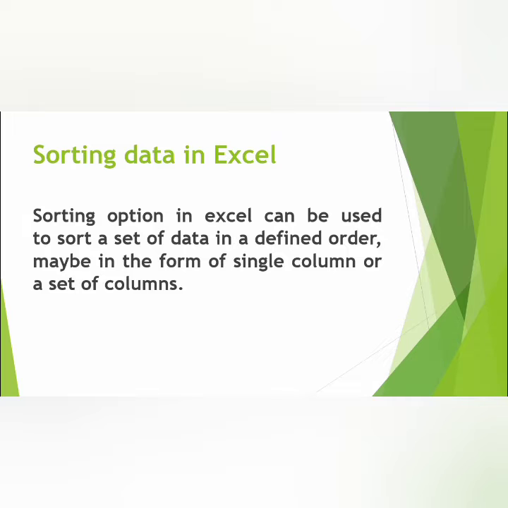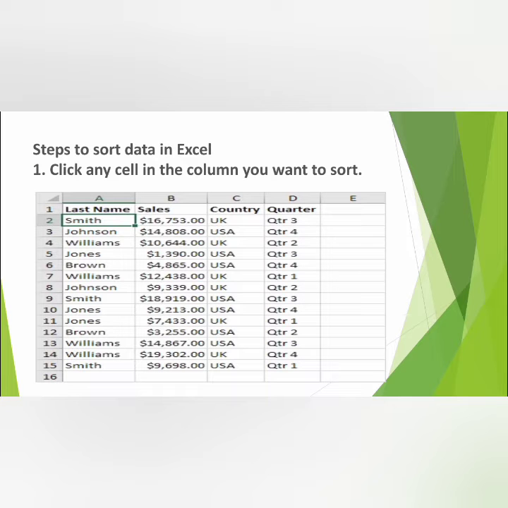Sorting data in Excel. The sorting option in Excel can be used to sort a set of data in a defined order, maybe in the form of a single column or a set of columns. Sorting means arranging data either in ascending or descending order in a worksheet. Data can be sorted in rows on the basis of text, numbers, a combination of text and numbers, or dates. Once the data is sorted, it becomes very easy to work with the data. So here are a few steps with the help of which we can sort the data.